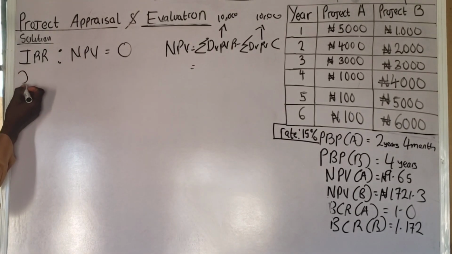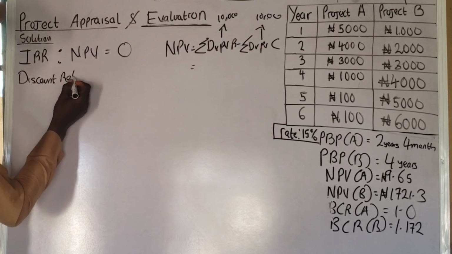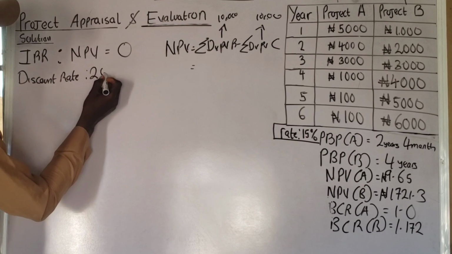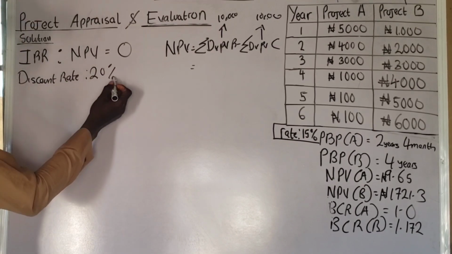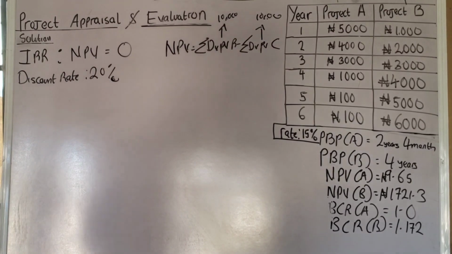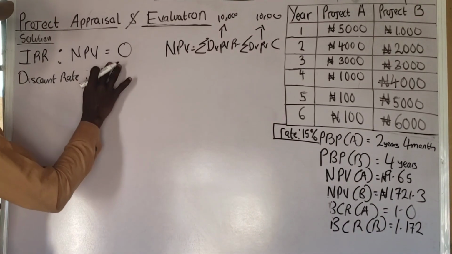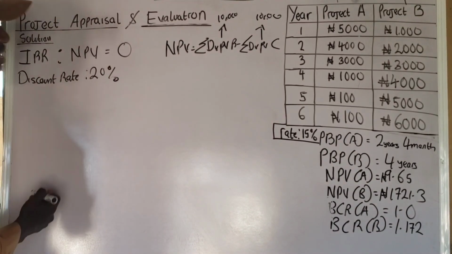I'm going to use a discount rate of 20%. Do you understand? So that means that I'm going to have another table. But before that, I'm going to give you the formula to calculate the internal rate of return.